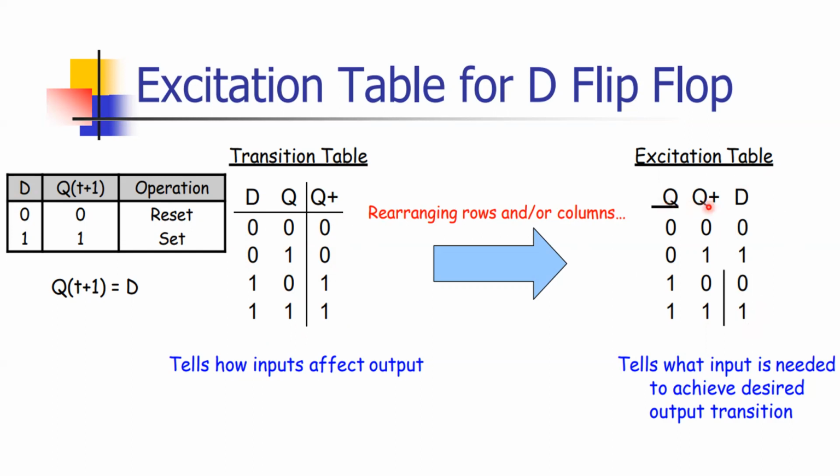So when Q and Q plus have the combination 0, 0, the output is 0 using this transition table. When it is 0, 1, again third row, the value of D is 1 and that's why 1 is written here. When the input is 1, 0 for Q and Q plus, the value of D is 0 and that's why 0 is written here. And when Q and Q plus is 1, 1, the value of D is 1. So the same sequence will be generated: 0, 0, 0, 0, 1, 1, 1, 0, 0 and 1, 1, 1. So this is the excitation table of the D flip-flop.